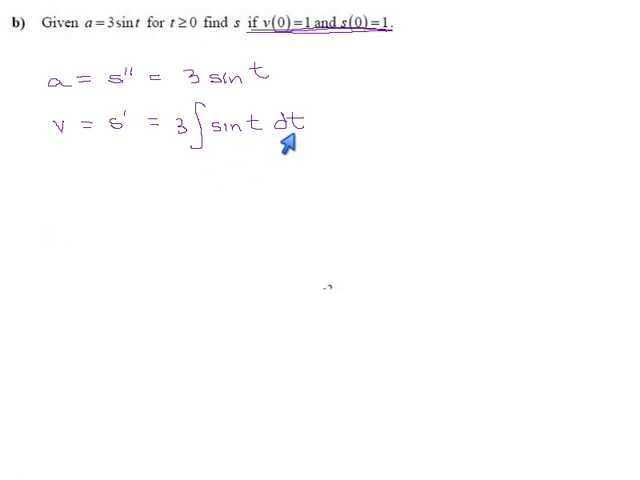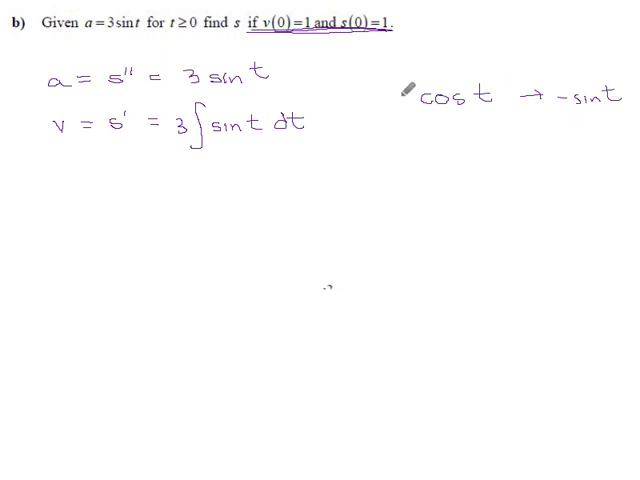I put in a dt because it's not an integral without it. I kick the 3 outside because I like to do that. It keeps it out of the way. And so our question now is, what functions has the derivative sine t? And there's nothing that's a perfect fit for that. Cosine t has the derivative negative sine t.